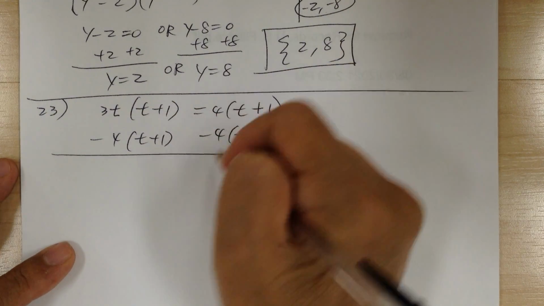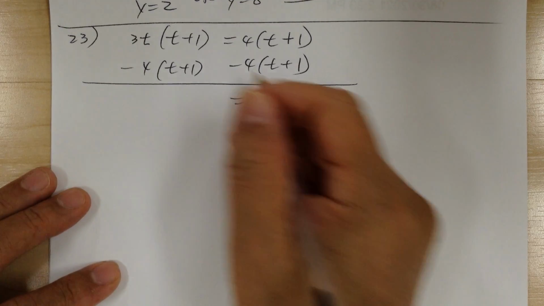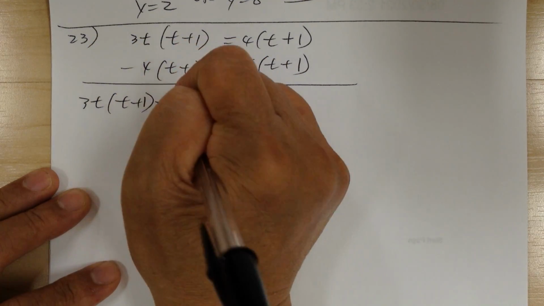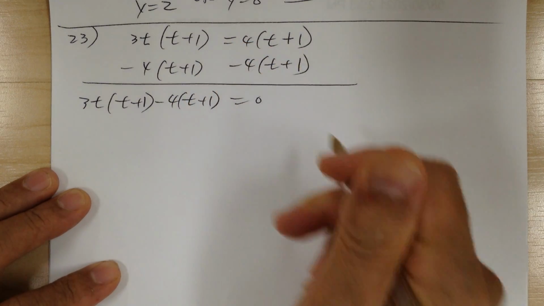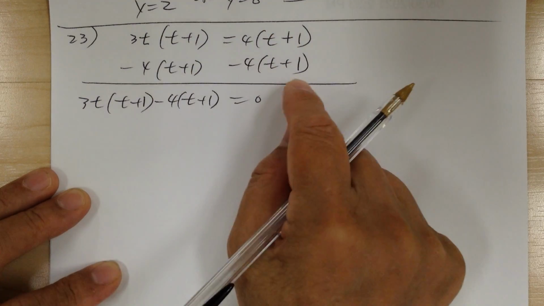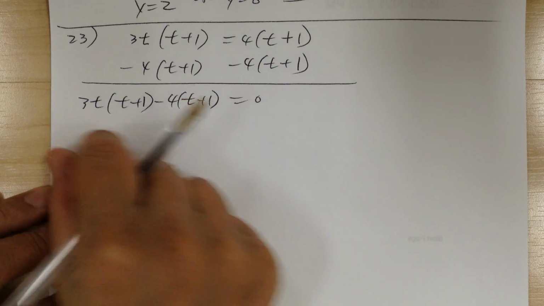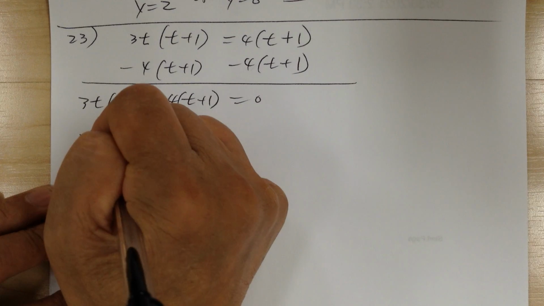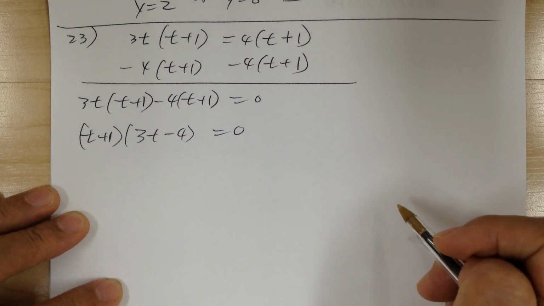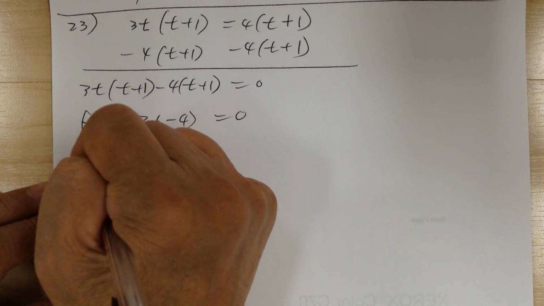So this will equal to 0, but this side, you're going to get 3t times (t plus 1) minus 4 times (t plus 1). If you have the same thing, you don't want to distribute and make it complicated. You can factor the (t plus 1), and you got (3t minus 4). And then from here you can set it equal to 0.